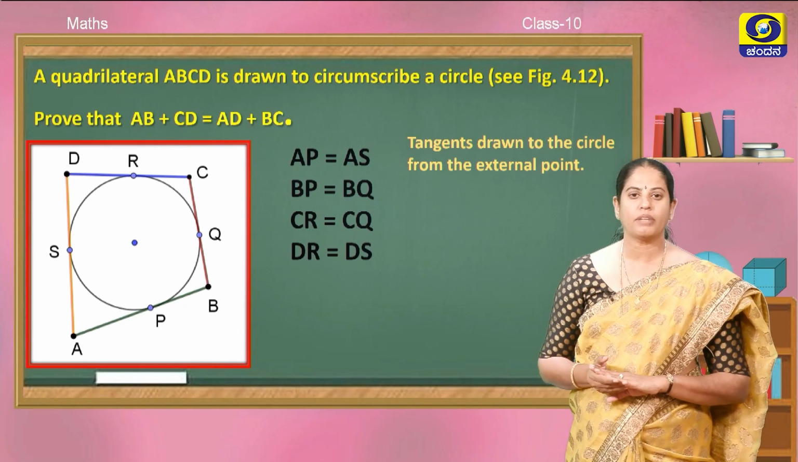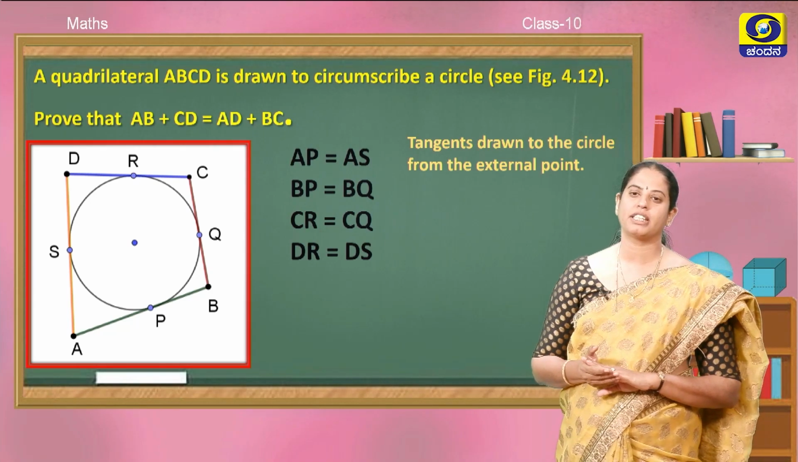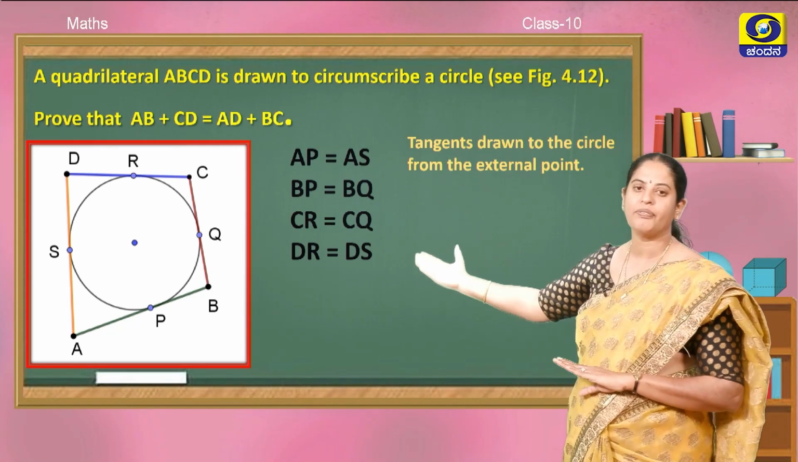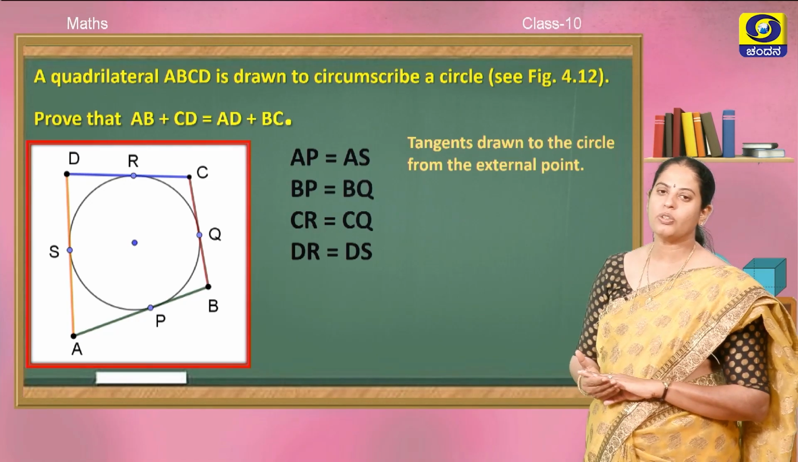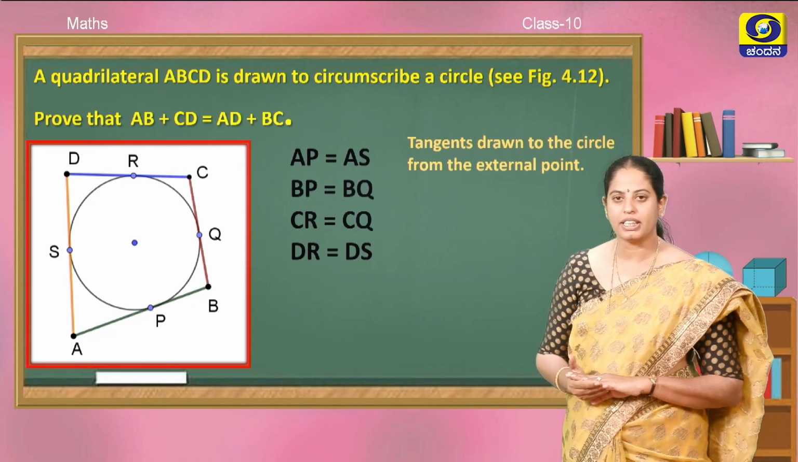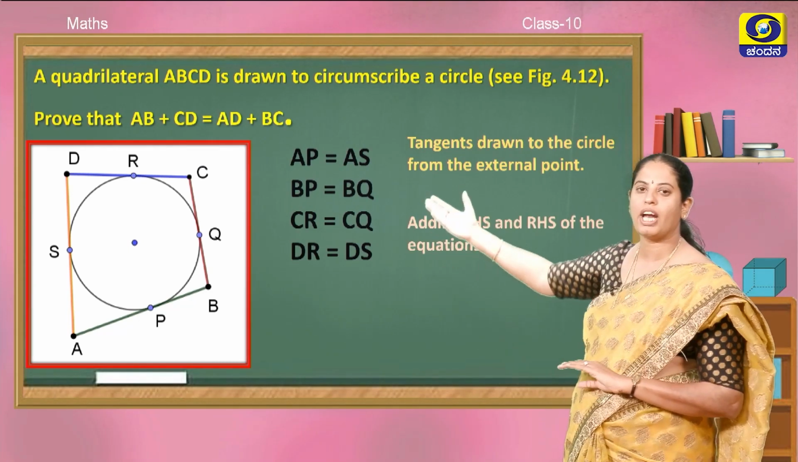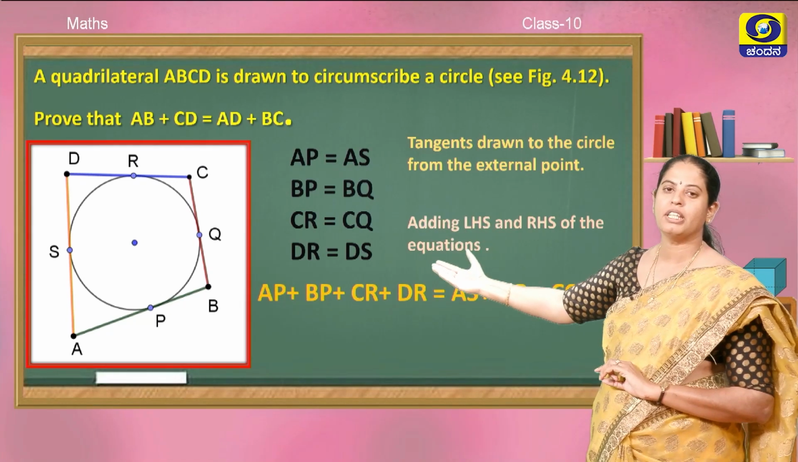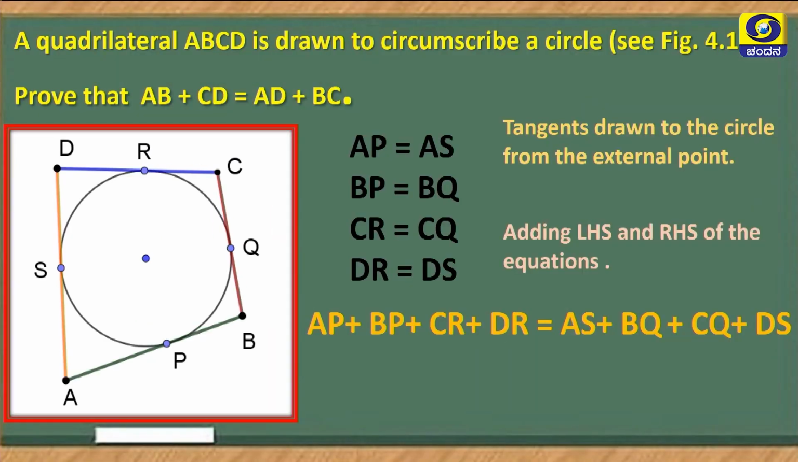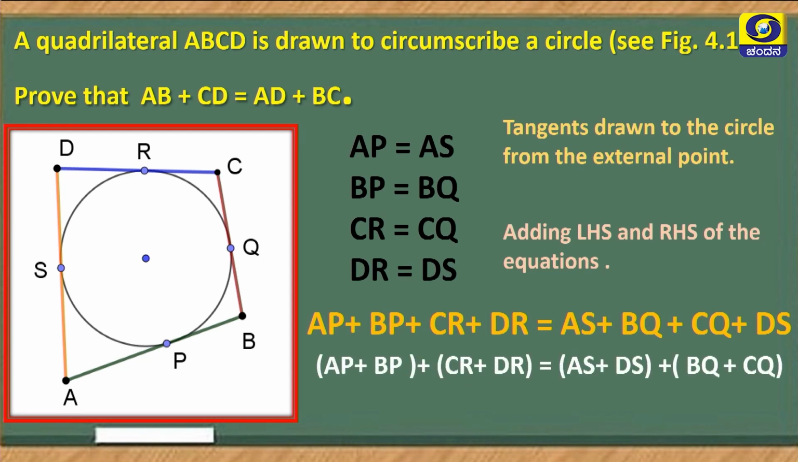So, AP equals AS because tangents drawn from an external point are equal. Similarly, you can observe BP equals BQ, CR equals CQ and DR equals DS. Next, adding the LHS and RHS of the equations, we are going to add: AP plus BP plus CR plus DR is equal to, adding the LHS of the 4 statements with the RHS of the 4 statements, AS plus BQ plus CQ plus DS. Rearranging, you can observe AP plus BP, CR plus DR, AS plus DS plus BQ plus CQ.